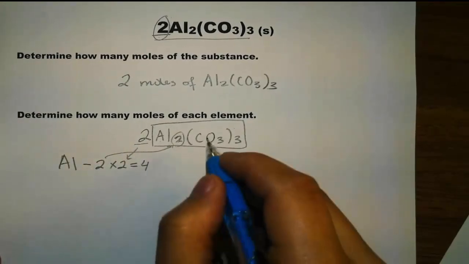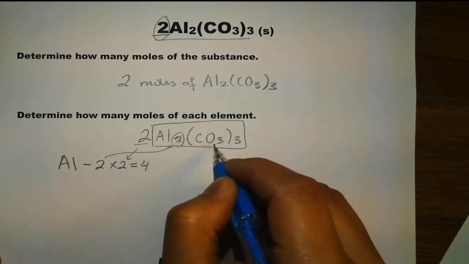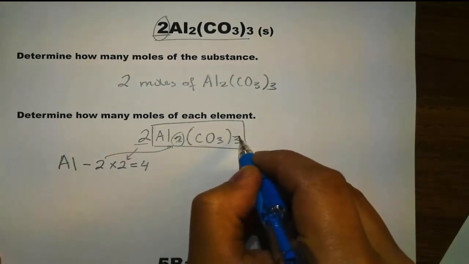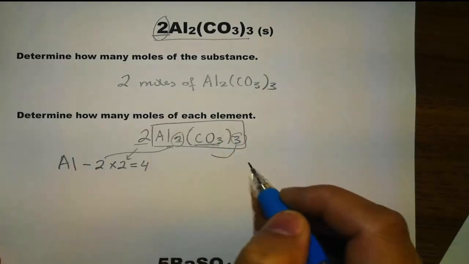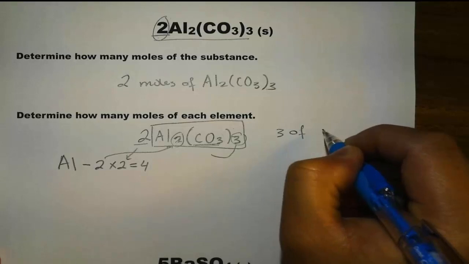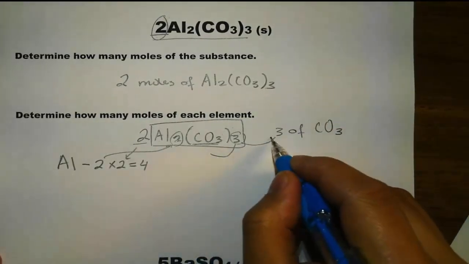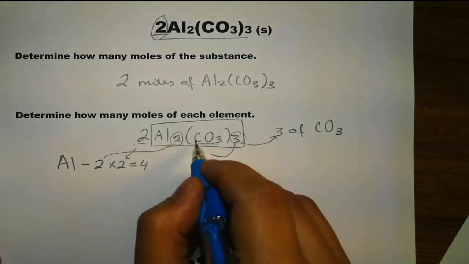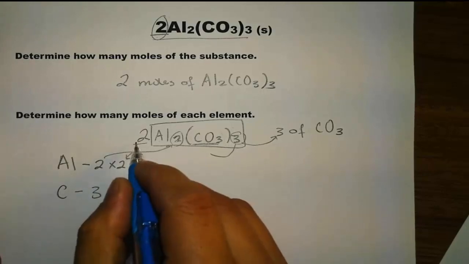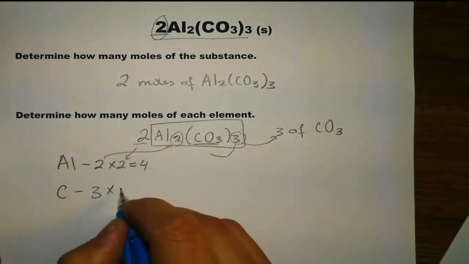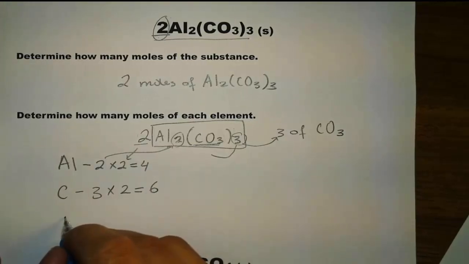Okay? Then let's get to carbon. Look how this ion is grouped by this parenthesis, right? But this 3 outside the parenthesis tells us there are 3 of that right there. So there are 3 of CO3. Okay, so keep that in mind. That's what that 3 tells you. So if there are 3 of C, what does that tell you? So carbon must have 3, but there are 2 of the whole entire substance, so we multiply by 2, gives us 6.